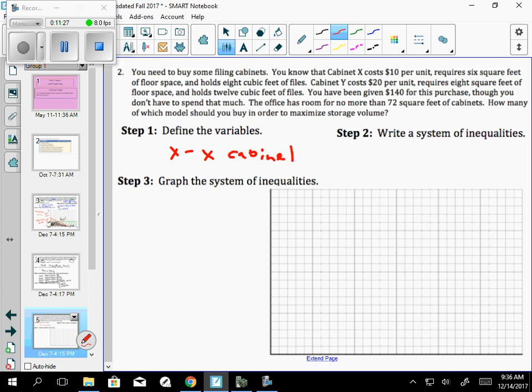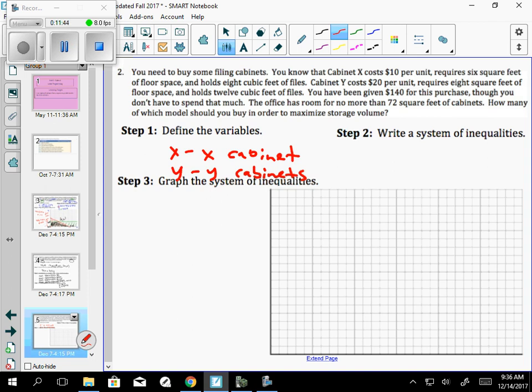And let's go Y for the Y cabinet, number of Y cabinets. Okay, next, again, pause the video, see if you can come up with the inequalities for this one. All right, let's check what you got.